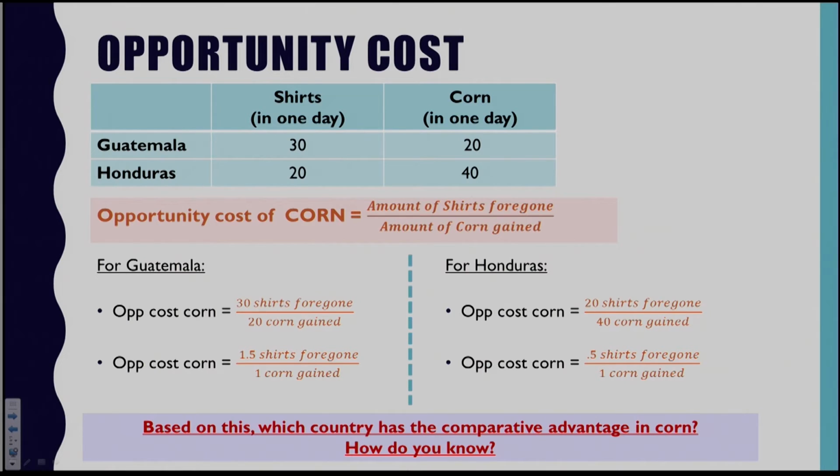Based on this information, which country has the comparative advantage in corn? And how do you know? So take a moment and figure out who has the comparative advantage.